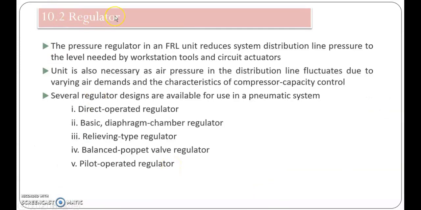Next adalah regulator. Okay. Regulator penting untuk reduce the system distribution line pressure to the level needed by the workstation tools and the circuit actuators. Regulator ni akan regulate the compressed air to the level needed by the system. Okay, and it's also necessary as the air pressure in the distribution line fluctuates due to the varying air demand, so dia akan stabilkan the fluctuations.